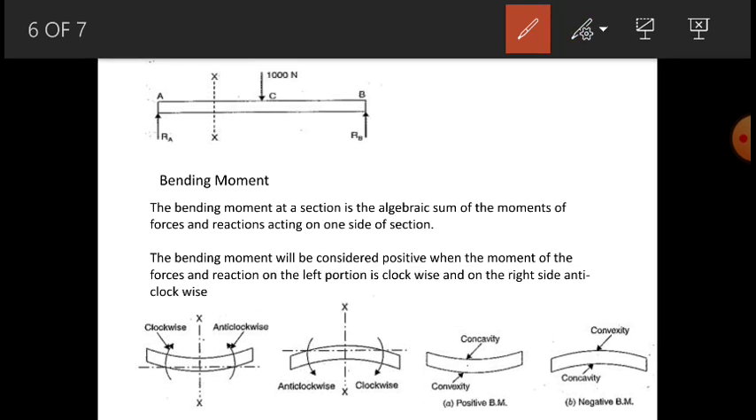This RA and RB are the supports. Because you are applying 1000 newtons of force, the same load will be resisted by these supports. The force is at equal distance from both the supports, so the force will be divided between these two supports equally. So 500 and 500 for each support.